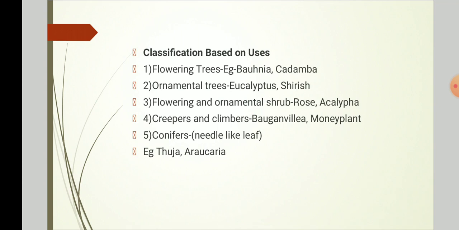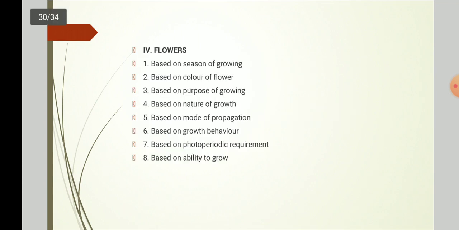Third is flowering and ornamental shrub. Example rose, acalypha, etc. Creepers and climbers. Climbers bougainvillea, money plant, etc. Conifers. Conifers means needle-like leaf. The plant which have needle-like leaf. Example are thuja and araucaria means Christmas tree.